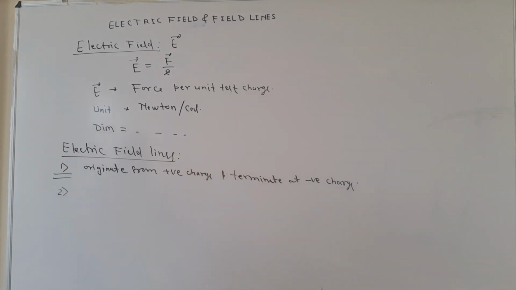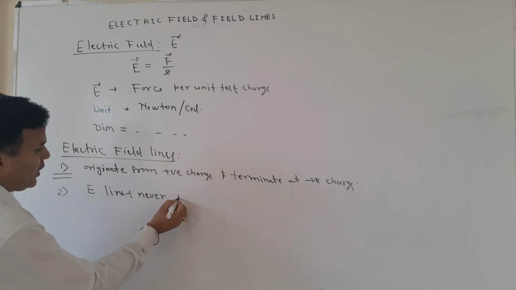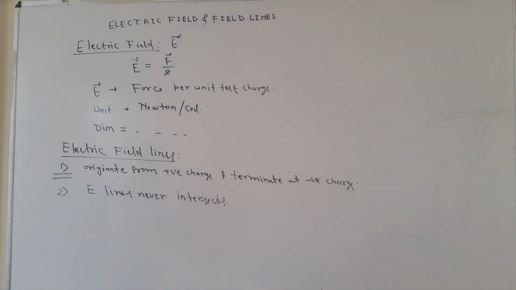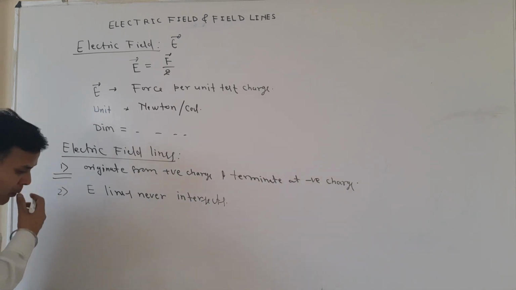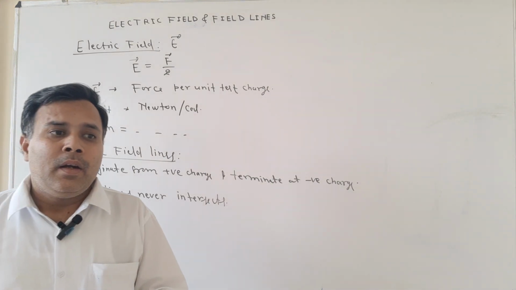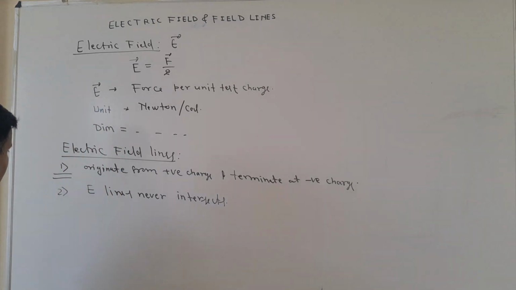Second property, electric field lines never intersect. So how to draw the electric field lines for a single point charge, or two equal and opposite charges, or two equal charge situations? So let us draw the field lines.